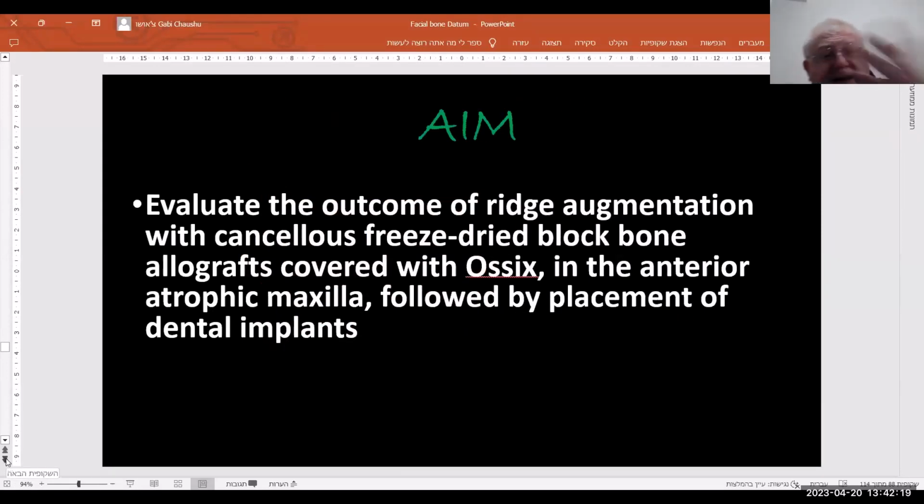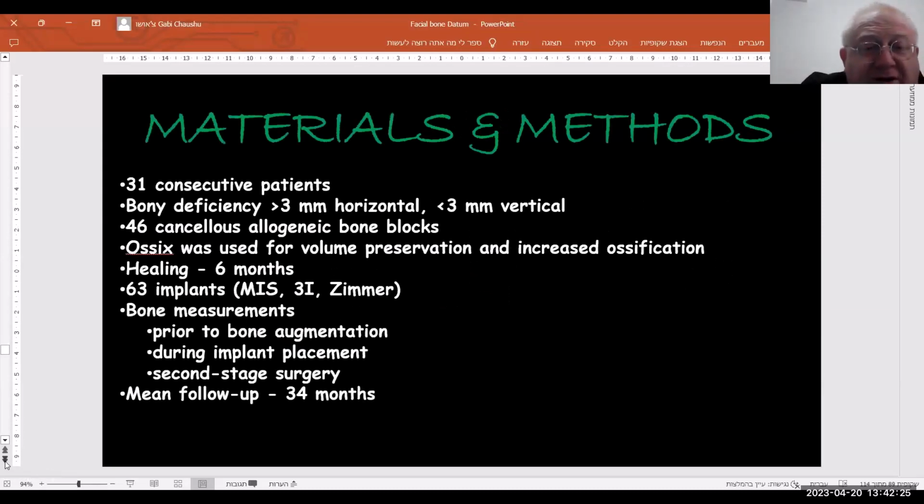So clinically, we wanted to evaluate the results of bone block allograft covered with O6. We had 31 patients. You saw the bone deficiency, 46 blocks, always covered with O6, healing 6 months, 63 implants, most of them MIS. We measured before bone augmentation, during implant placements, and second stage surgery. Our mean follow-up was 34 months.